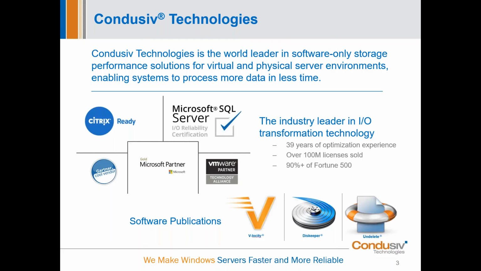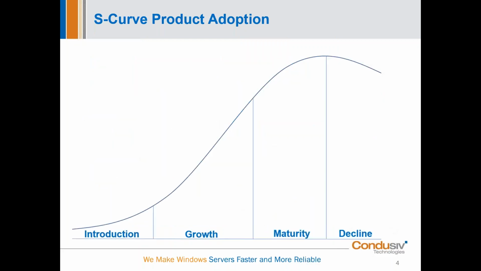You can see what I like to call our scout badges: Microsoft Gold Partner, VMware TAP Partner, and this Microsoft SQL IO reliability certification was a really big deal. We're the only software publisher that has that. That's usually reserved just for the big hardware players, and you have to jump through a lot of hoops to get that certification. Also Citrix Ready certified, and you can see here our flagship products. So we have got a lot of experience in this space, and we're going to enjoy talking with you about it today.